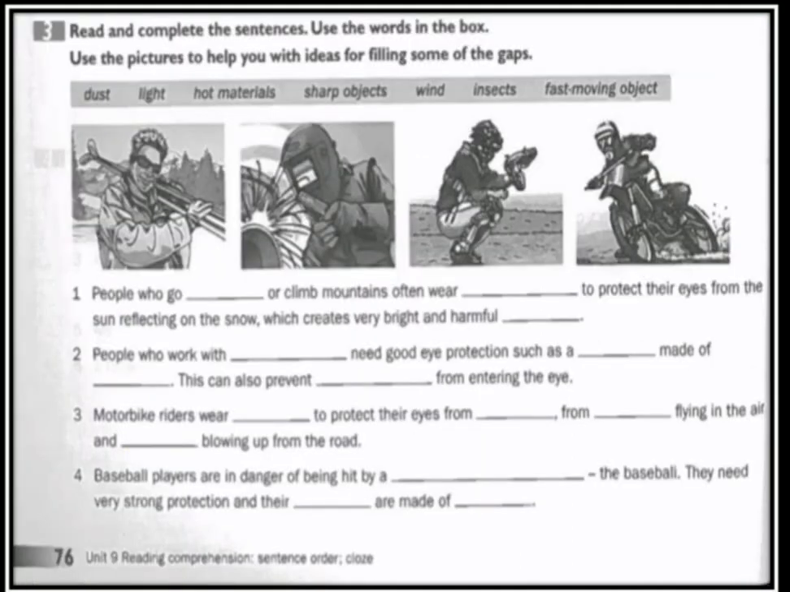Now, my dear students, let's go to exercise number 3. Read and complete the sentences. Use the words in the box. Use the pictures to help you with ideas for filling some of the gaps.